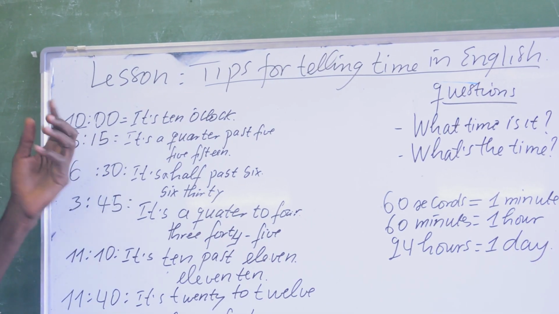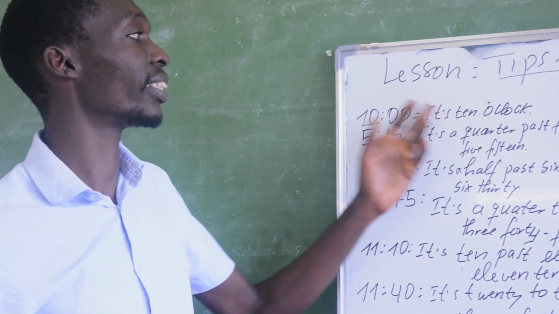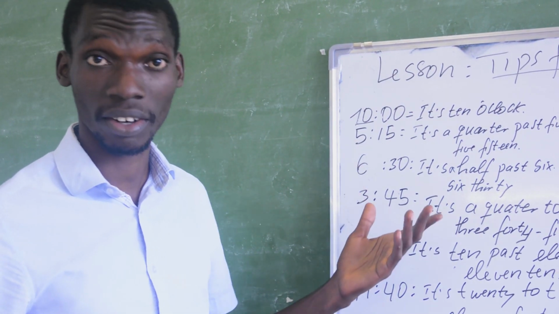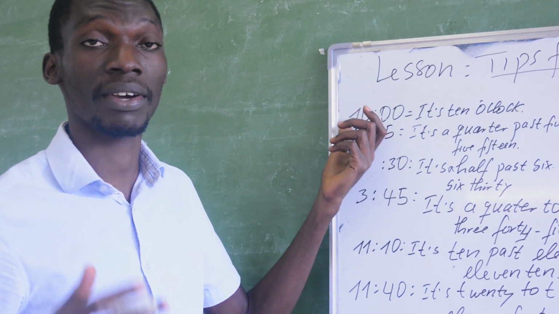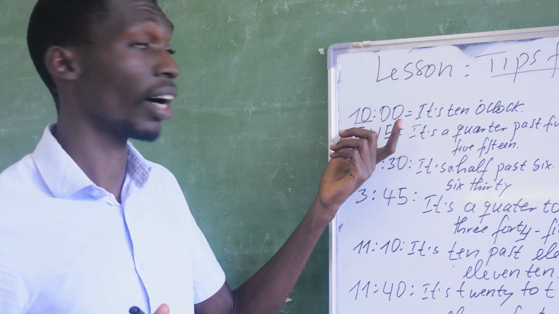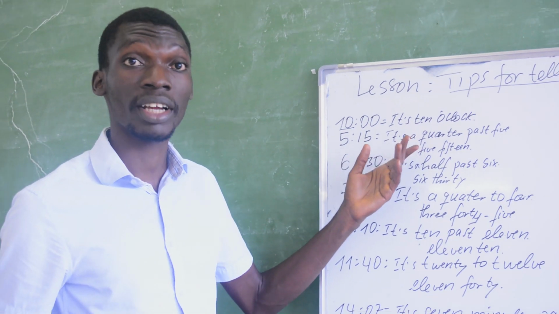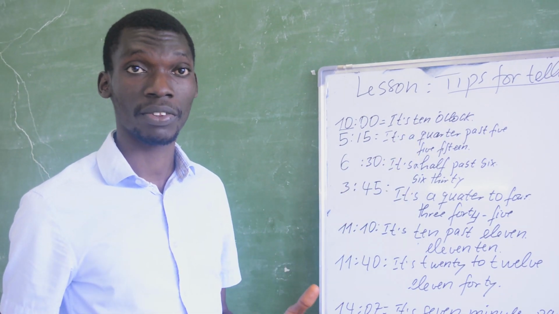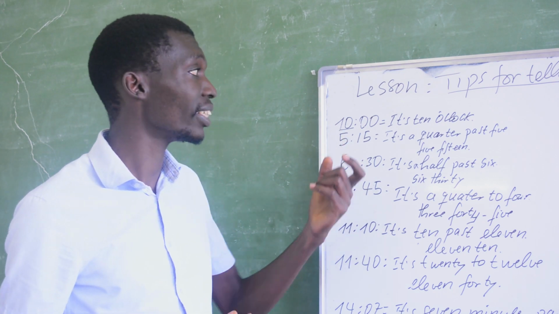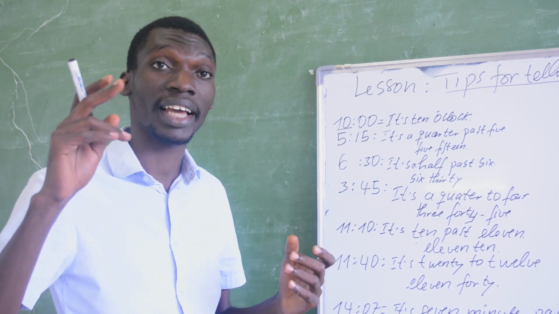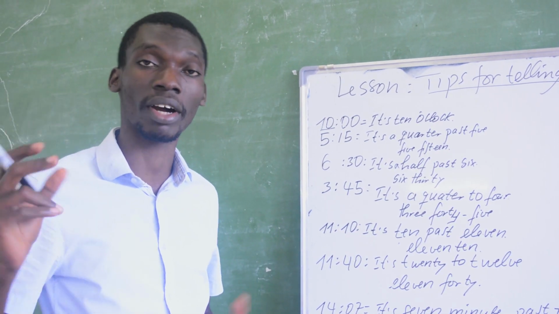Here we have 10 and the double O. Here we read it's 10 o'clock. Okay, it's 10 o'clock. So you can replace 10 by any number. Either 1, it's 1 o'clock, it's 2 o'clock, it's 4 o'clock, it's 9 o'clock, and so forth. Do you understand? Okay? So you say it's 10 o'clock when it is 10 o'clock without any minute or second. So exactly on the dot, you say it is 10 o'clock.